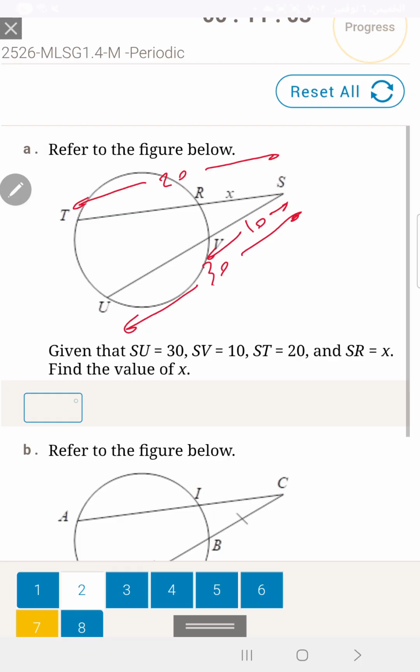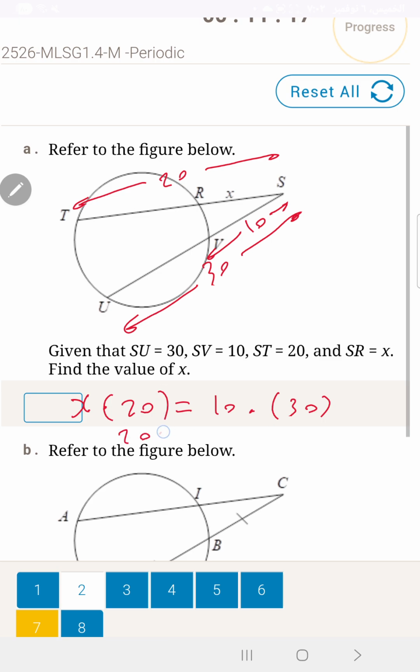So we say the same thing, the product of the external part times the whole secant is equal to the external part times the whole secant, like this. So now 20x is equal to 300. Divide by 20 both sides, x equals 15. That's the answer for part A.